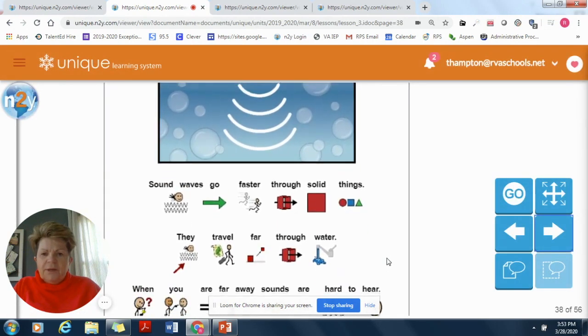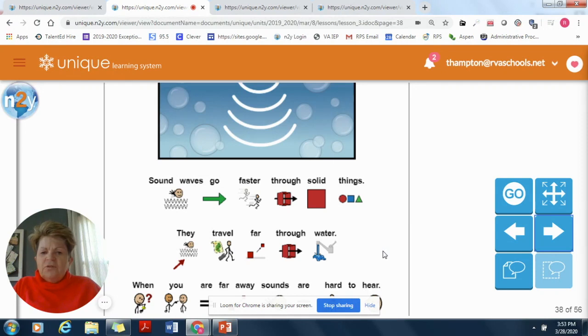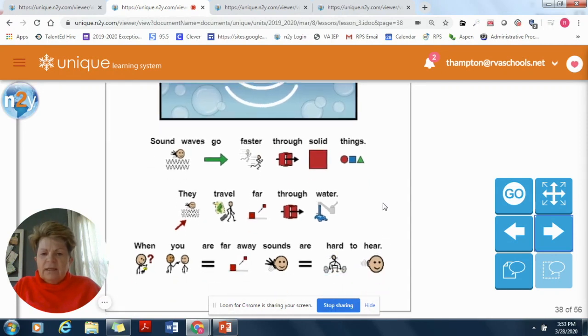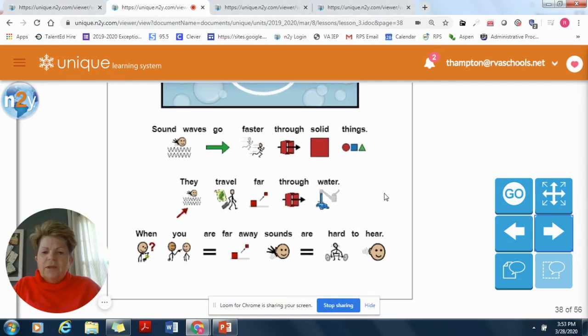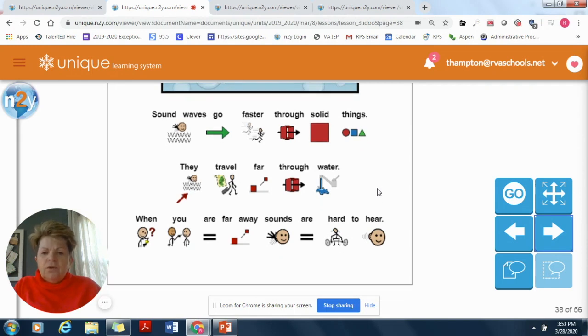Our picture with our bubble. Sound waves go fast through solid things. They travel far through water. When you are far away, sounds are hard to hear.